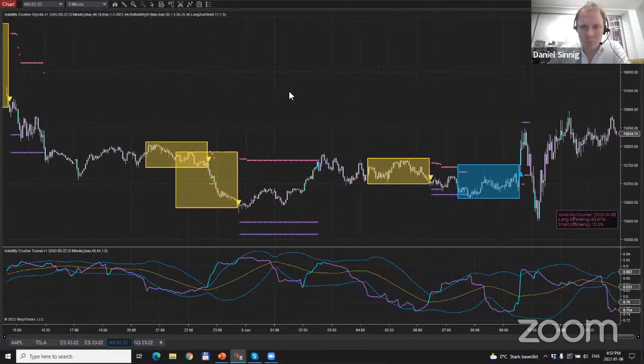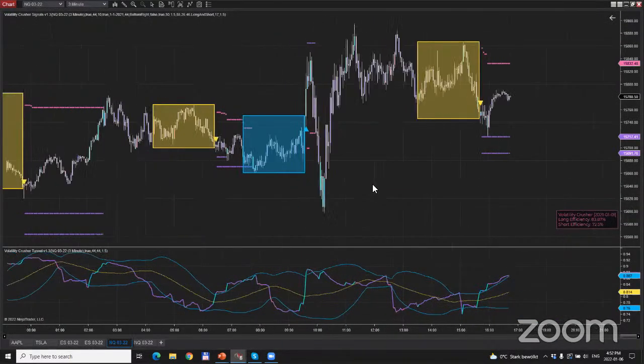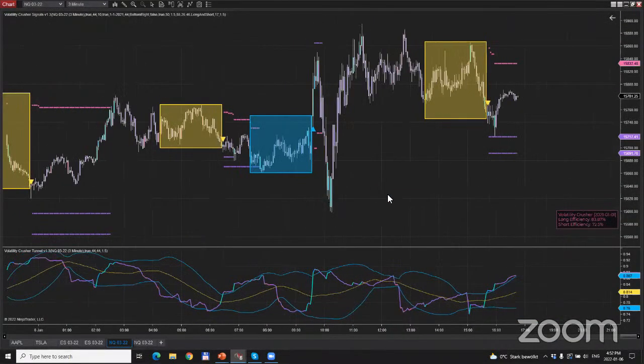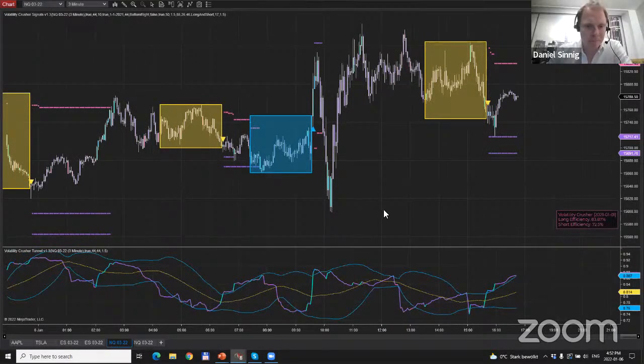Let me see what else I have here. Do the signals repaint? No. Okay. No, once printed, they will never change.